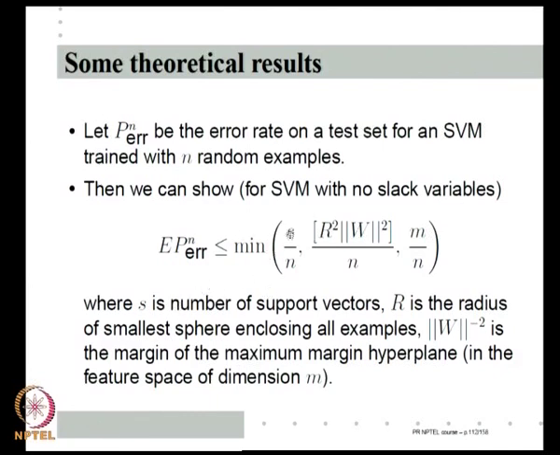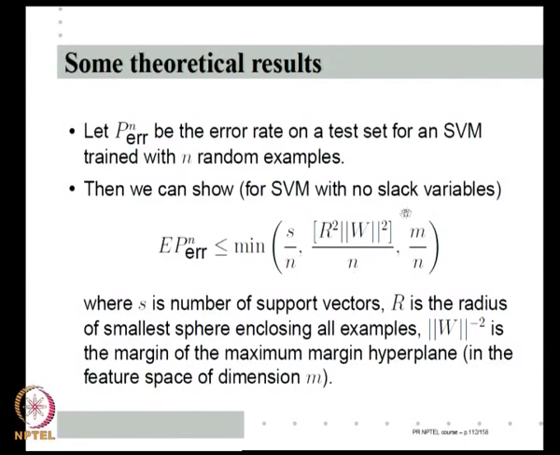So, S by n is the fraction of support vectors. Out of n examples, how many happen to be support vectors? Or R squared norm W squared by n, where R is the radius of the small sphere enclosing all the examples, and 1 by norm W squared is the margin of the maximum margin hyperplane, right. So, essentially this keeps decreasing as you increase the margin.